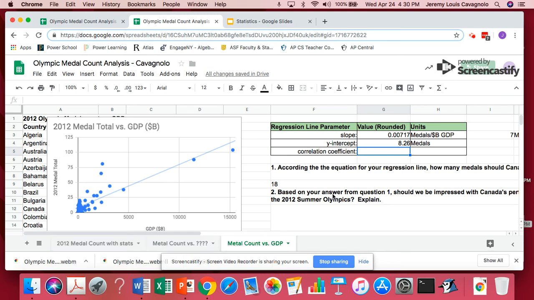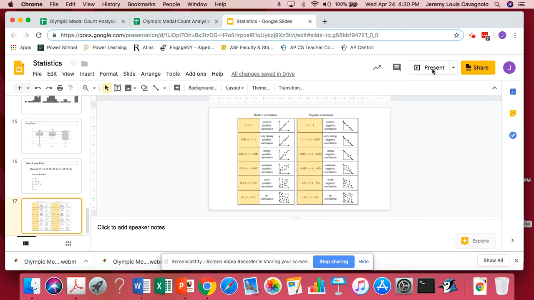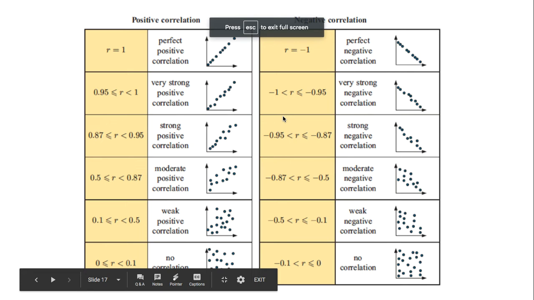This is the fourth and final video about the Olympic medal count analysis. And in this video, we're going to talk about correlation, and more specifically, the correlation coefficient. And before we get into the actual calculation of this, I'm going to switch to a slide that does a really good job of explaining correlation and the correlation coefficient.